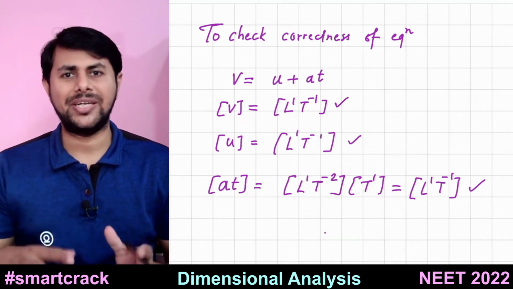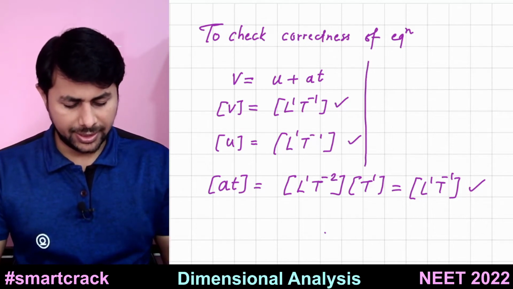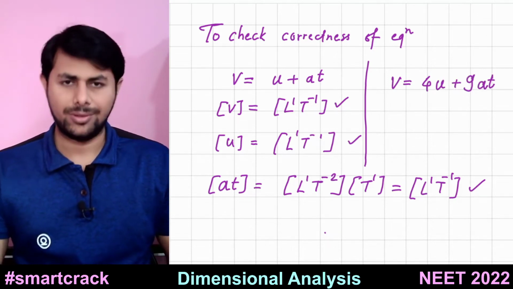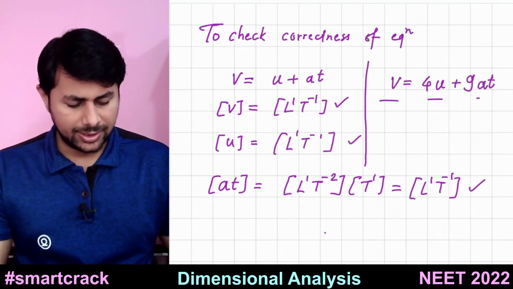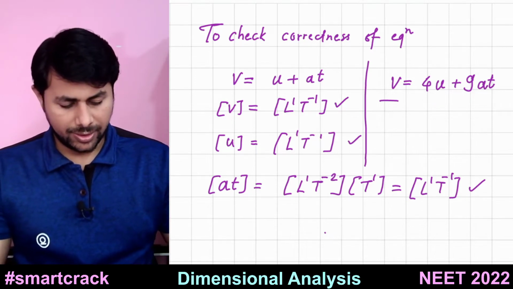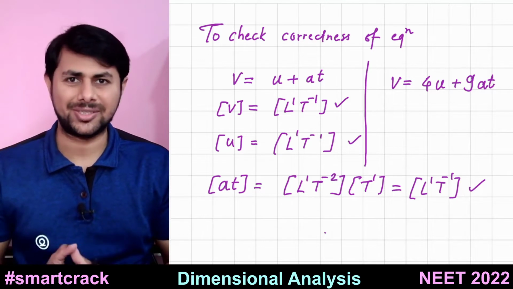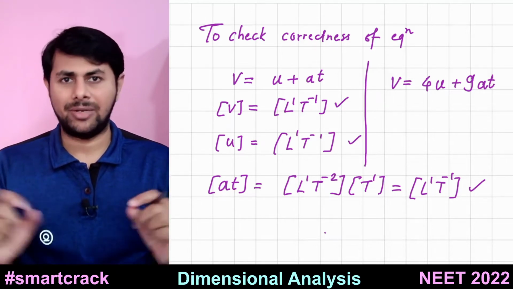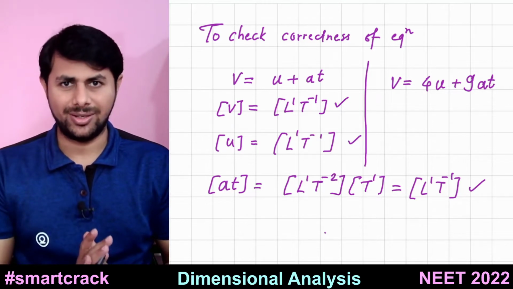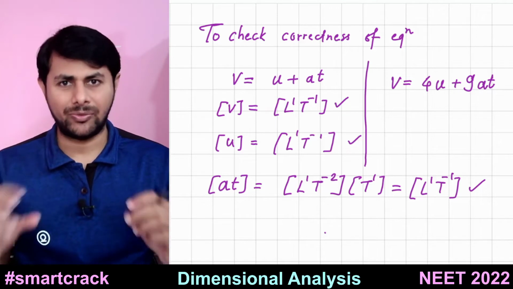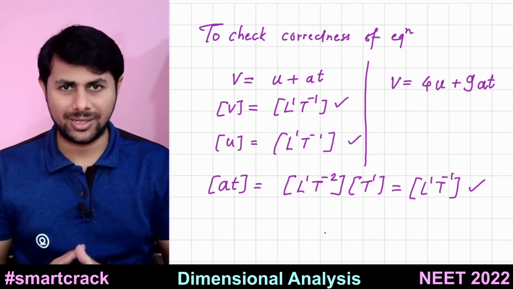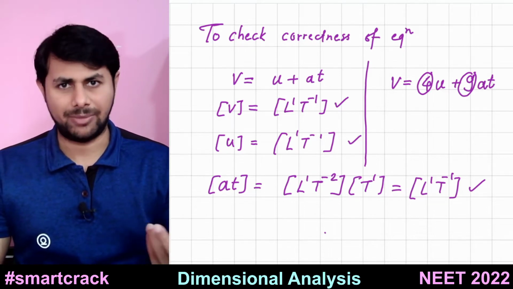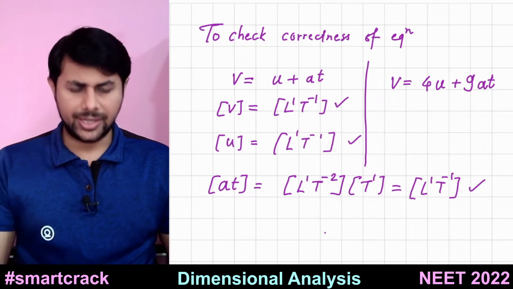And why am I saying it is dimensionally correct? Because if you take, let's say, another equation, V is equal to 4 times U plus 9 times A into T, the dimensions of all terms involved in this equation will also match, because 4 and 9 are constants, numbers, they don't have dimensions. So if the dimensions of the terms involved in the equation don't match, the equation is definitely wrong. But even if the dimensions of all terms match, we can say that the equation is only dimensionally correct, and we can never know about the coefficients of the terms from dimensions.